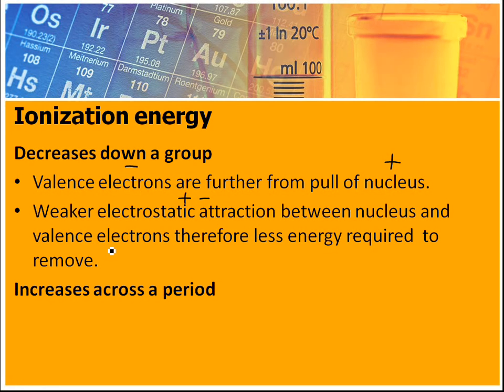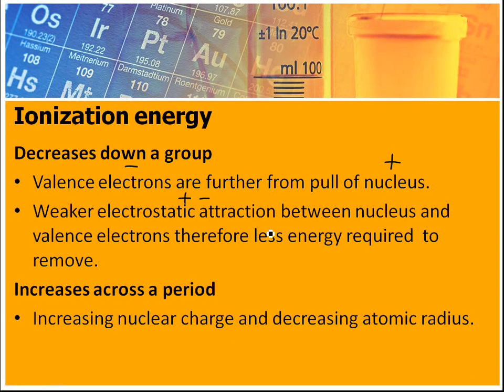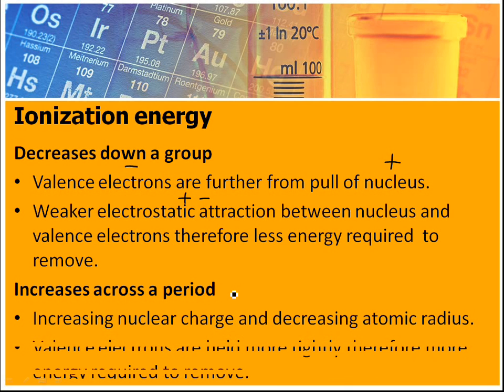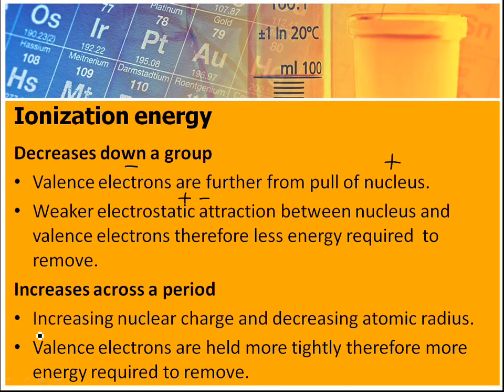Now, why does it increase across a period? Well, we have increasing nuclear charge, and we have decreasing atomic radius. So that means that the valence electrons are held more tightly. Therefore, more energy is required to remove them. Okay, so there's the trend for atomic radius and ionization energy.